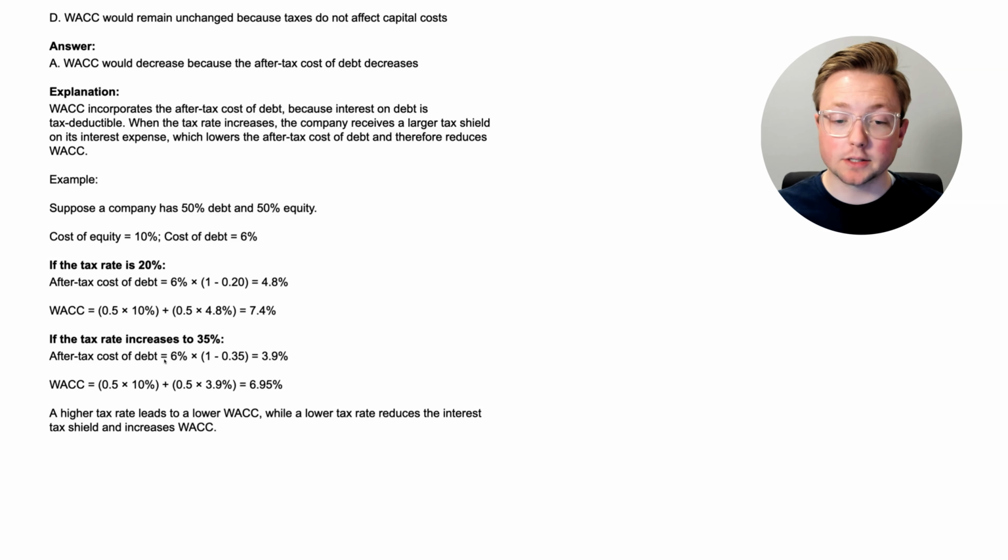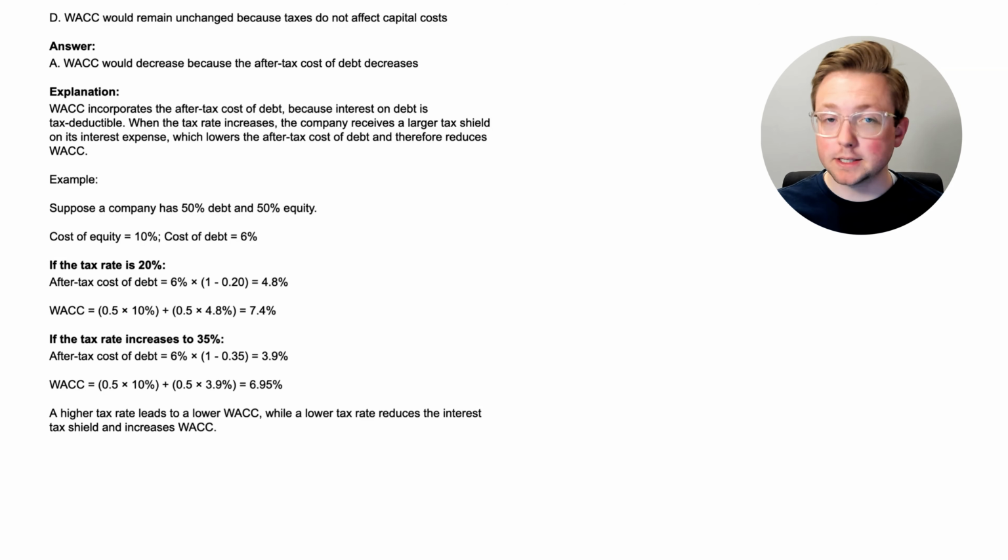We do the after-tax cost of debt, which is, again, the pre-tax cost of debt, 6%, multiplied by 1 less the tax rate, which is now 0.35 instead of 0.2, and that gives us 3.9% after-tax cost of debt. So now we do the same weighted average cost of capital calculation, but now with a different percentage for the after-tax cost of debt, and that gets us a weighted average cost of capital of 6.95% instead of 7.4%. So the higher tax rate of 35% led to a lower weighted average cost of capital of 6.95% because it causes the after-tax cost of debt to be lower if the tax is higher.